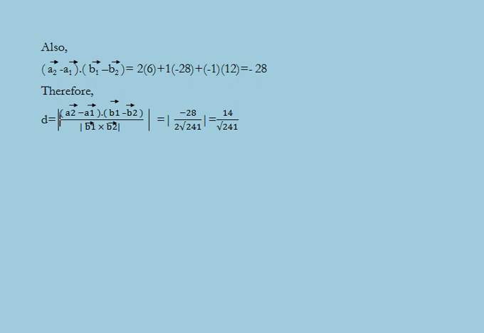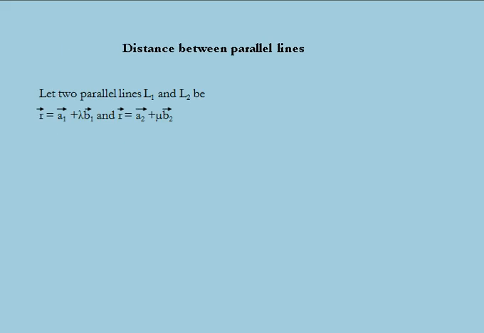With this we conclude this lecture based on the shortest distance measurement of two given lines, which are given as L1 and L2, and their position vectors are r vector equal to a1 plus lambda b1, and for L2 we have position vector as a2 plus mu b2, where lambda and mu are real numbers.